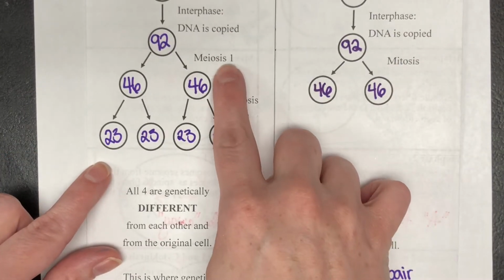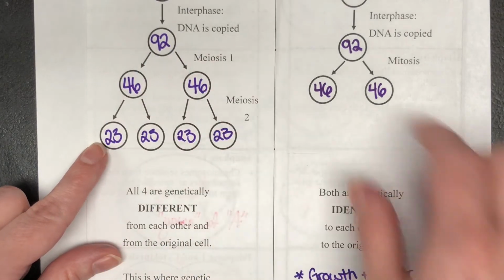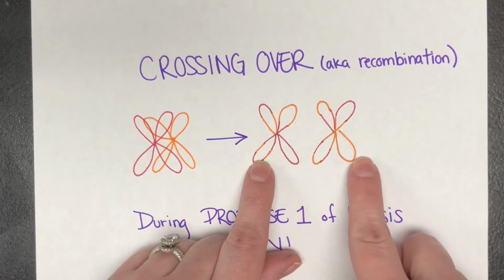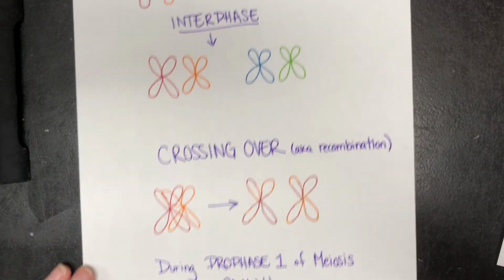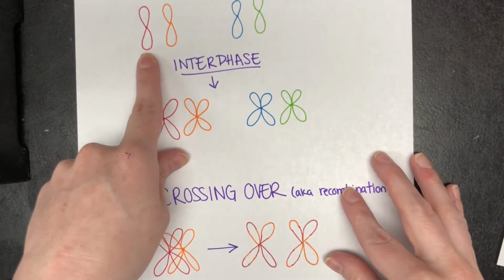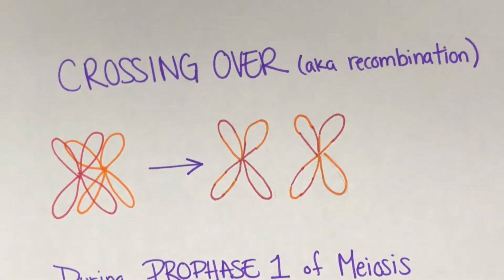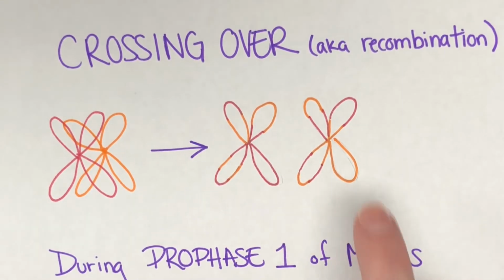After prophase 1 has occurred, after that crossing over has occurred, none of these chromatids are exactly like the original. So now the original was all red and all orange, but our result is all 4 chromatids are unlike each other and unlike the original.